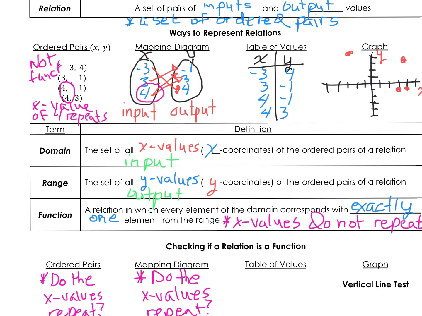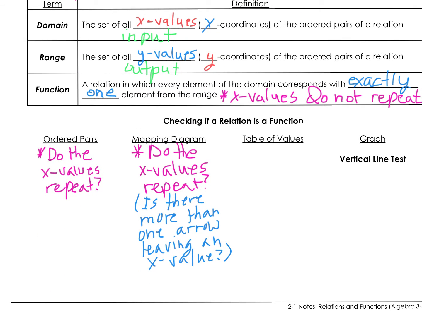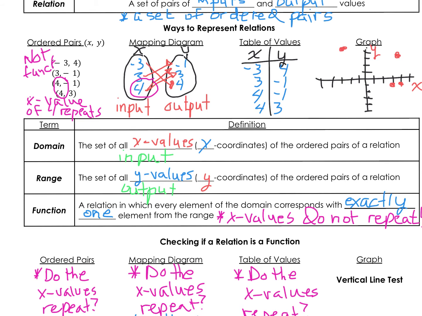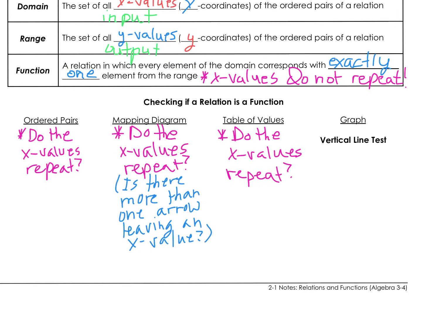All right, let's look at a table of values. So a table of values is again the same rule. Do the x values repeat? The table of values is pretty simple to see if those x values repeat, because unlike the mapping, it's going to actually show that. So circle these, because this is not a function, because the x value of 4 is repeating. All right, let's look at our graph.